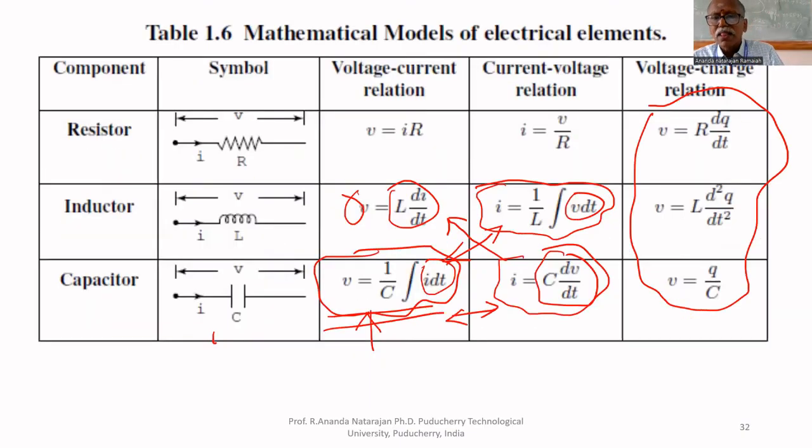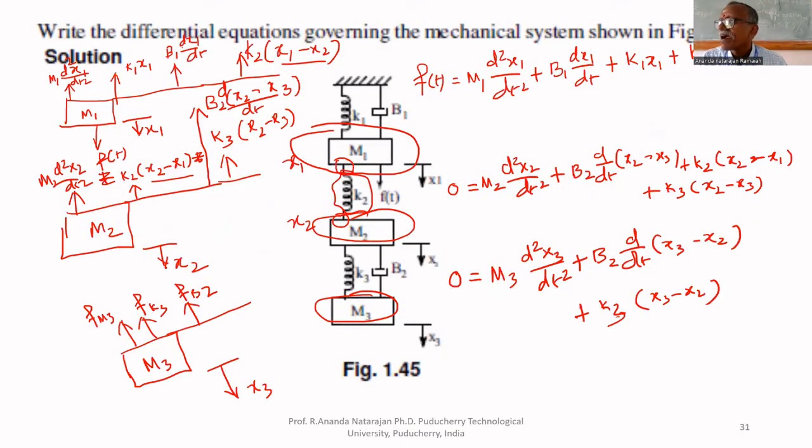But here, how many equations are there? 3 equations are there. Therefore, 3 loops will be there. In the electrical system, how many loops will be there? 3 loops will be there. We'll draw that circuit now.